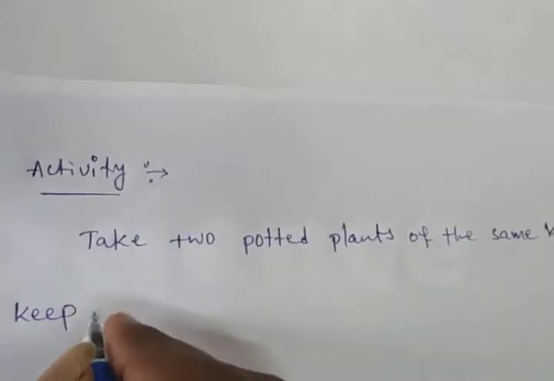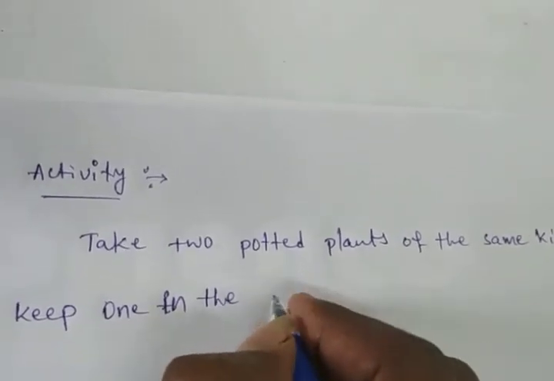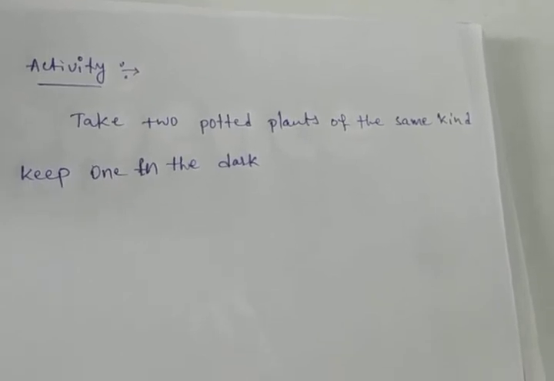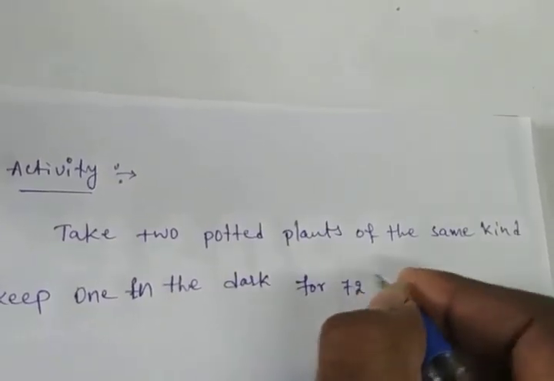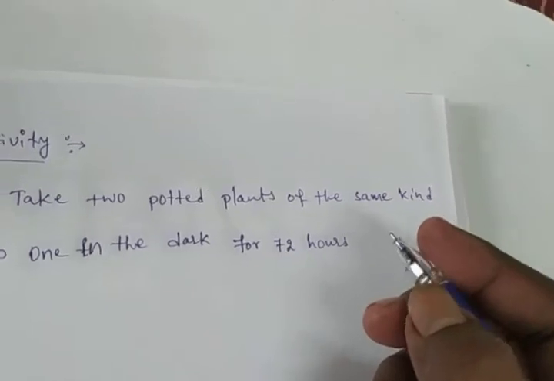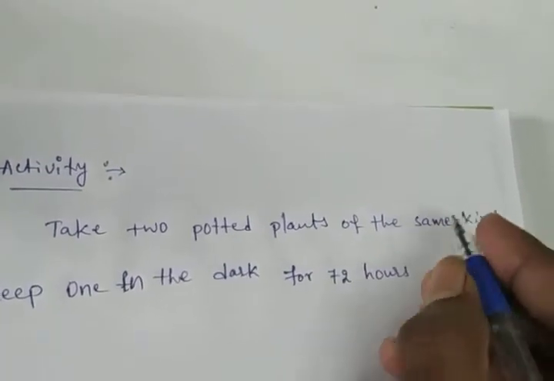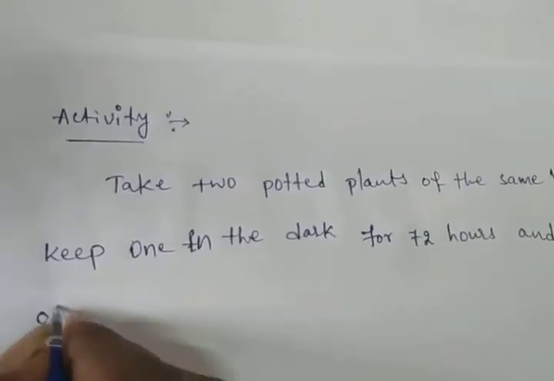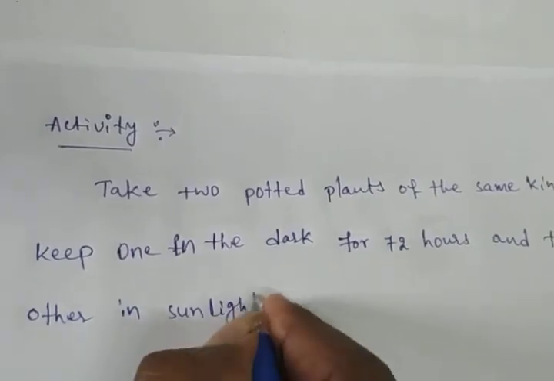Next, keep one in the dark. One plant we have to keep in a dark place or any black box for 72 hours, and the other in sunlight.